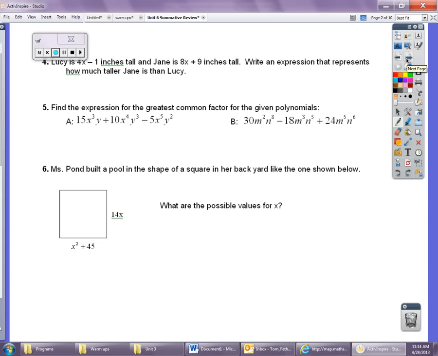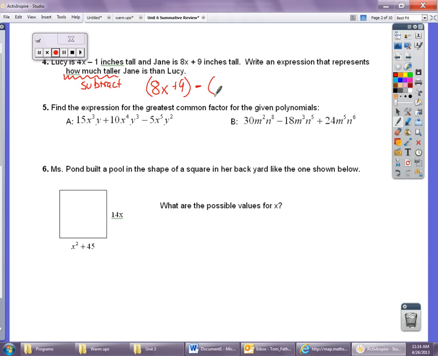Question 4. Lucy is 4x minus 1 inches tall, and Jane is 8x plus 9 inches tall. Write an expression that represents how much taller Jane is than Lucy. So since it's asking us how much taller, we're going to subtract. Jane is taller than Lucy, so we do Jane, which is 8x plus 9.